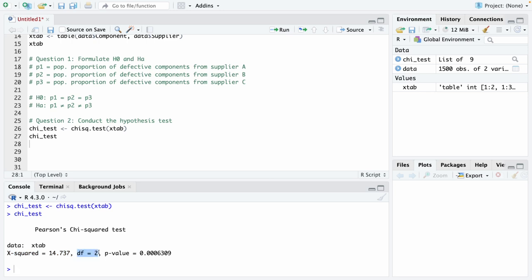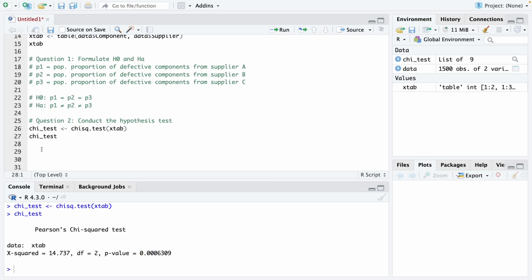The equation for degree of freedom is basically n minus 1, or in some textbooks, k minus 1. Basically, k means the number of population parameters you have. In this case, we have three suppliers, A, B, and C, so our n or k will be 3. You subtract that from 1, that's how you get 2. And then our p-value is 0.000, which is obviously less than 0.05.